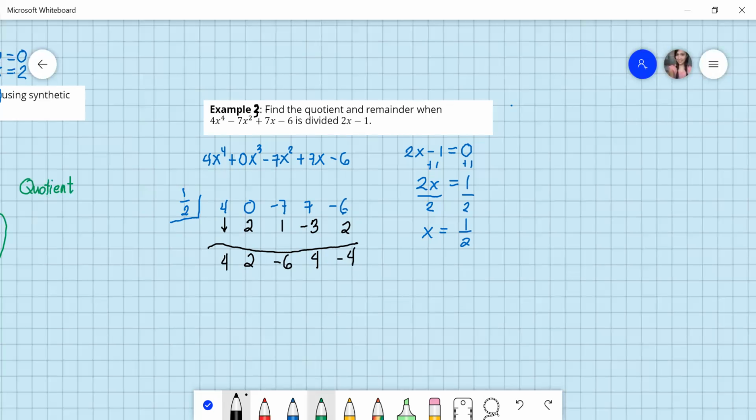All right, so this is now our quotient. Let's get the expression. Since our highest exponent in the given example is 4, the first term becomes cubed, and then squared, and then x. So our expression is 4x cubed plus 2x squared minus 6x plus 4, and our remainder is minus 4 over 2x minus 1.